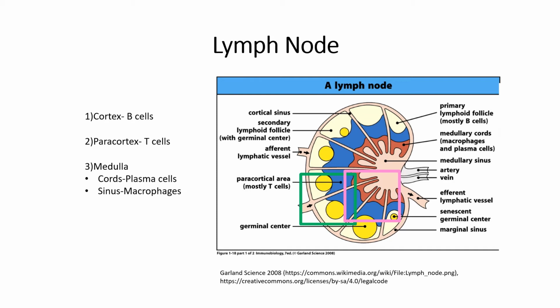The medulla consists of medullary cords and medullary sinuses. Medullary cords contain the plasma cells, while the medullary sinuses contain macrophages.